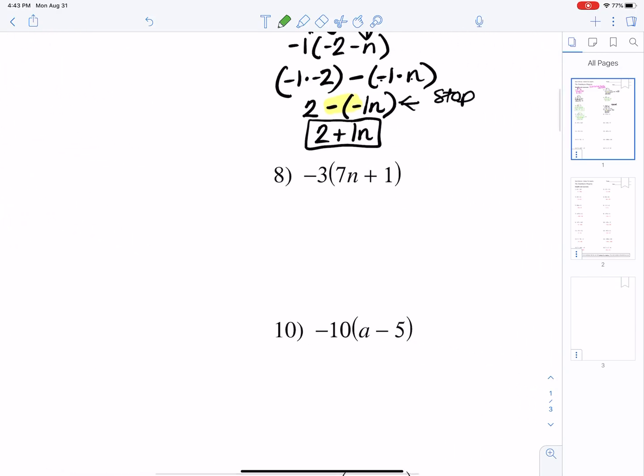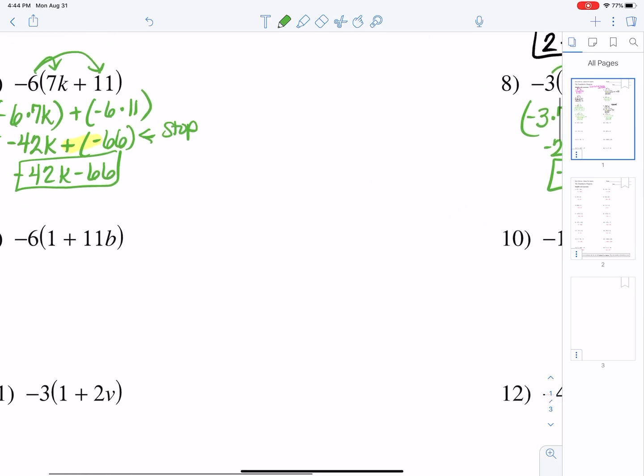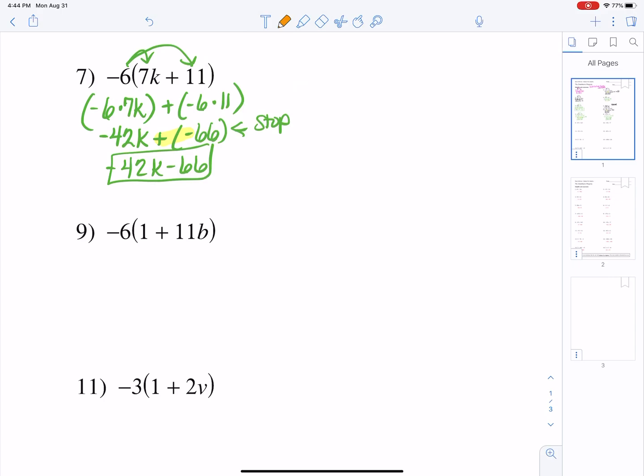Okay, we're again going to distribute. -3 times 7n plus -3 times 1. This one becomes -21n plus a -3. If I'm adding a -3, that becomes -21n minus 3. It's the same thing. If I add a negative, then I'm subtracting. You're going to hear that a lot. I'm probably going to stop after the last one, but your main importance is to remember to distribute.